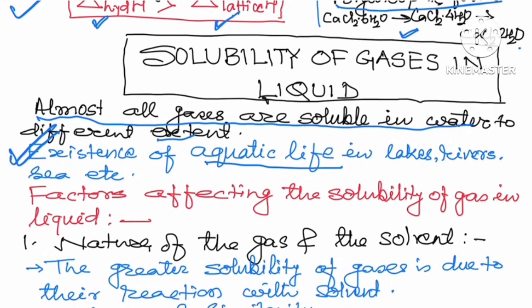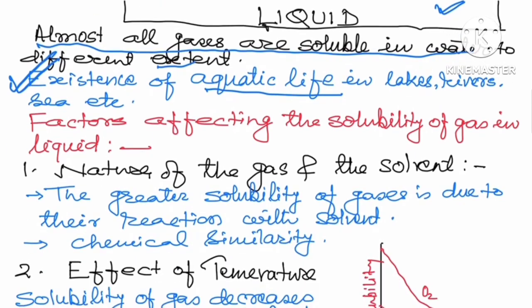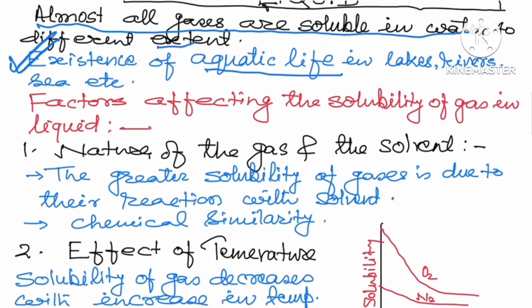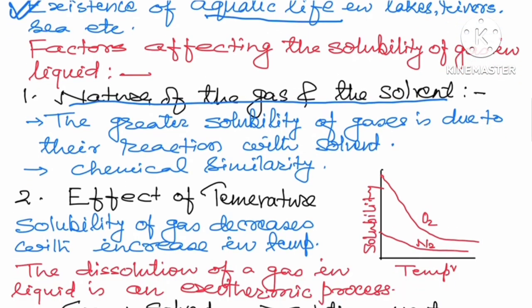Now come to the effect of pressure, and that is also called Henry's law. Generally, what happens? On increasing the pressure of a gas, the solubility increases. What is the reason behind this? You see from this diagram, if we increase the pressure here, the molecules come close together and they increase their solubility, and that is explained by Henry.